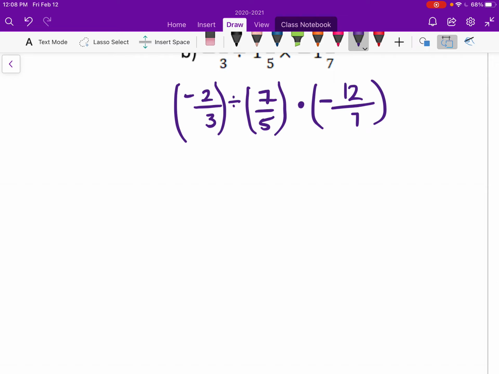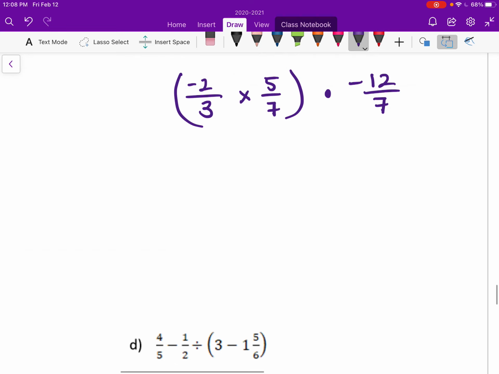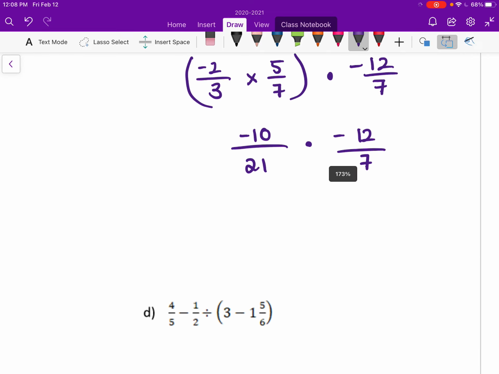Right, then I'm going to do it just in order. So first comes division, so let's just do that. Keep the first fraction, flip the second fraction, and change the sign. So let's do that part first, and then we can multiply by negative 12 over 7. So we have negative 2 times 5, which is negative 10. 3 times 7 is 21, multiplied by negative 12 over 7, right?